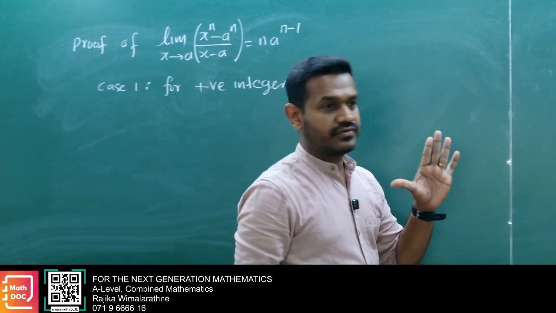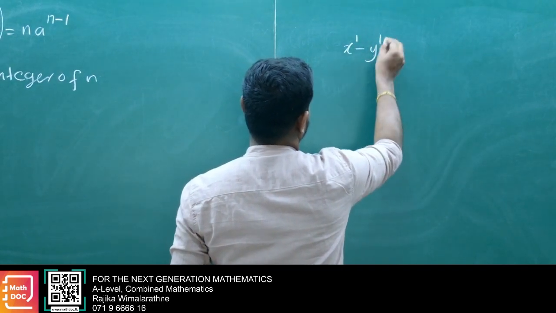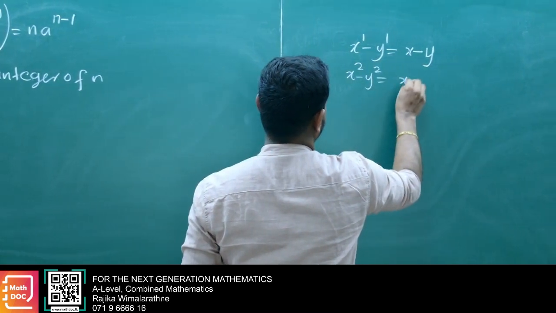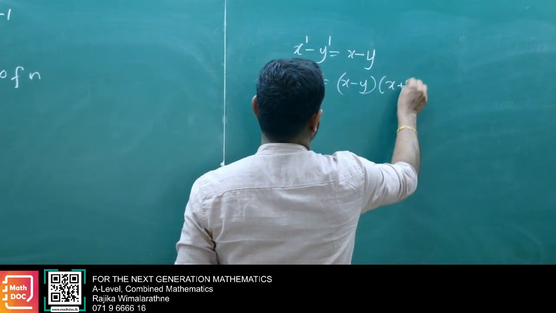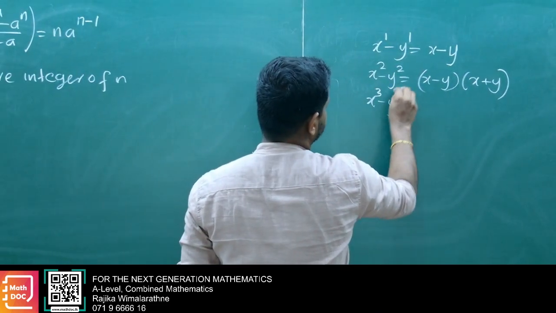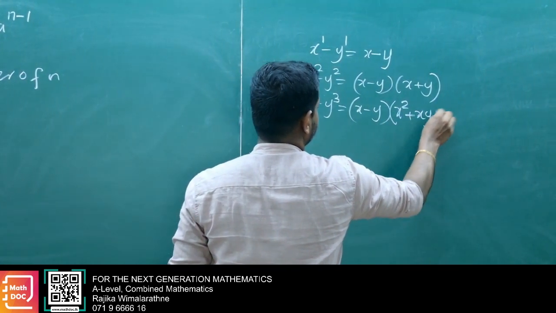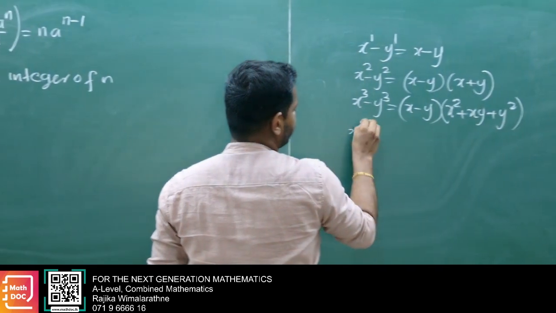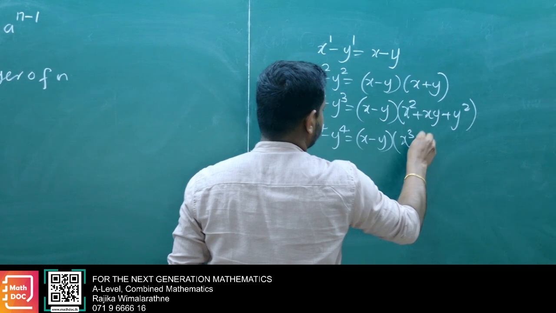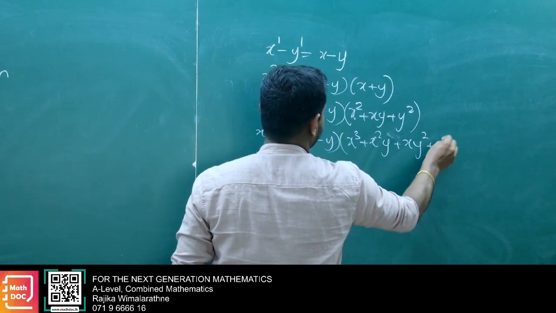Okay. Now see this one, the factorization technique. If you have x to the power 1 minus y to the power 1, we have the factor x minus y, no? Then x to the power 2 minus y to the power 2, we have the factors x minus y, x plus y. Then x to the power 3 minus y to the power 3: x minus y, x square plus xy plus y square. Then x to the power 4 minus y to the power 4: x minus y, x cube, x square y, xy square, y cube, no?